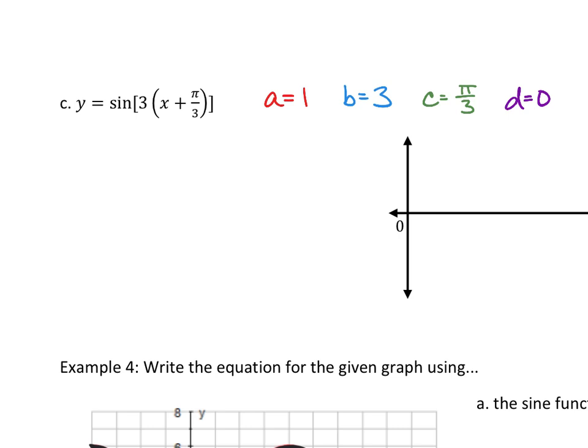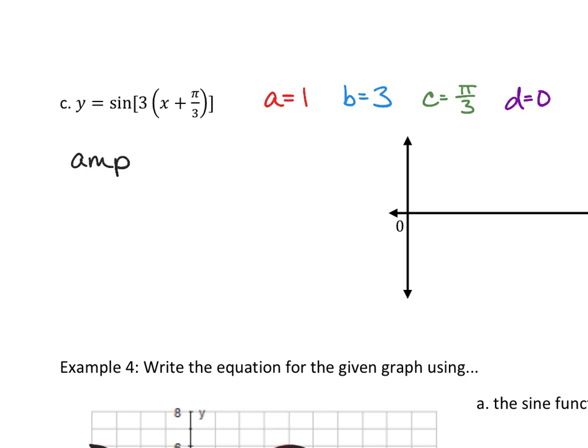Is there a phase shift? Is there a vertical stretch? Did my amplitude change? Vertical stretch didn't happen. But is there a horizontal shrink? Yes, because my frequency is going to change. Okay, let's find all of those things actually.